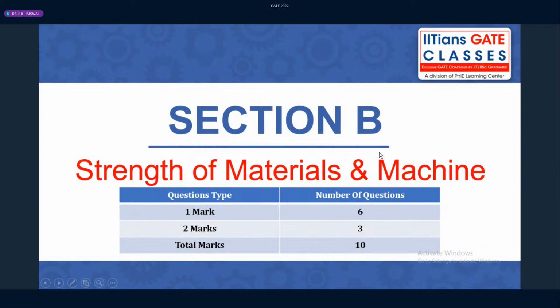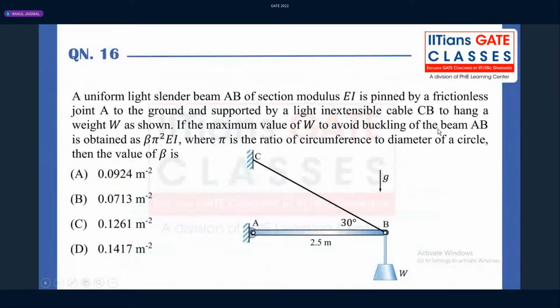Now coming to question number one. Try reading this one. A uniform light cylinder beam AB of section modulus EI is pinned by a frictionless joint A to the ground and supported by a light inextensible cable CB to hang a weight W as shown in the figure. If the maximum value of W to avoid the buckling of the beam AB is obtained as beta pi square EI, where pi is the ratio of circumference to the diameter of the circle, what is the value of beta?